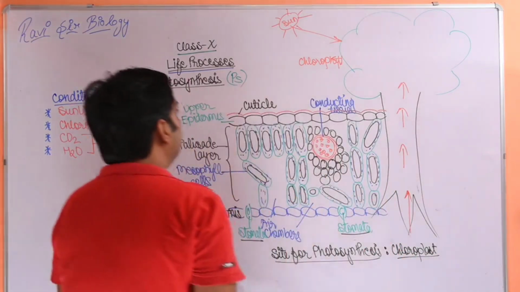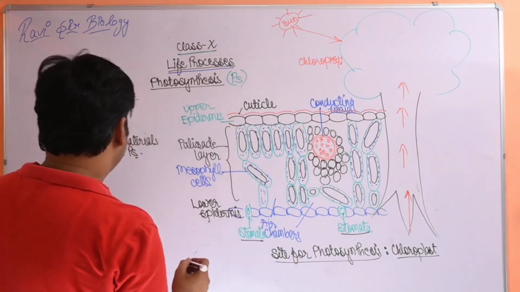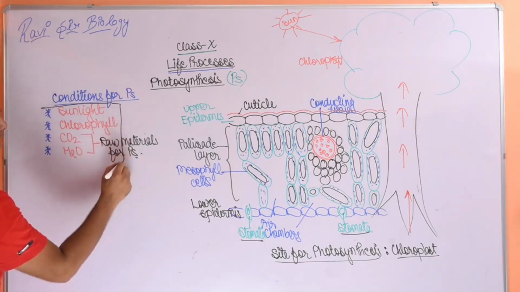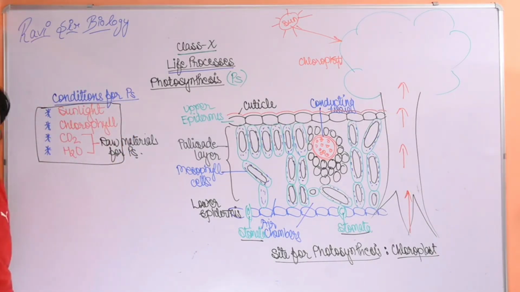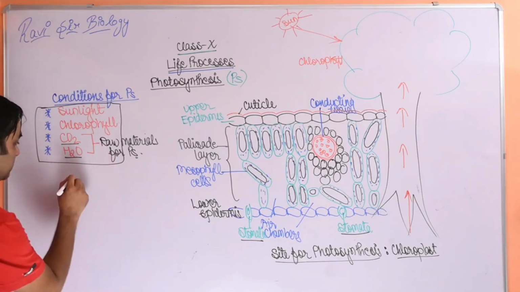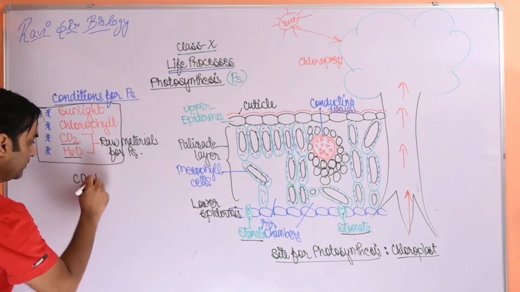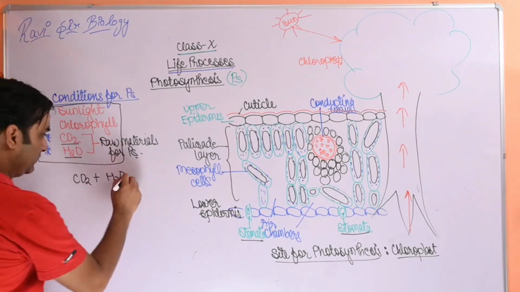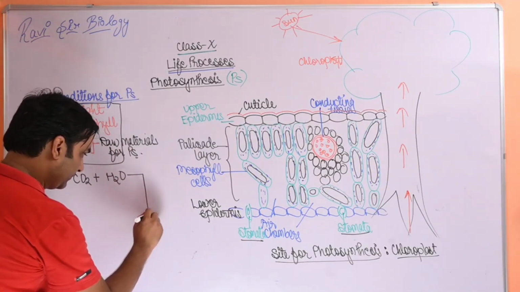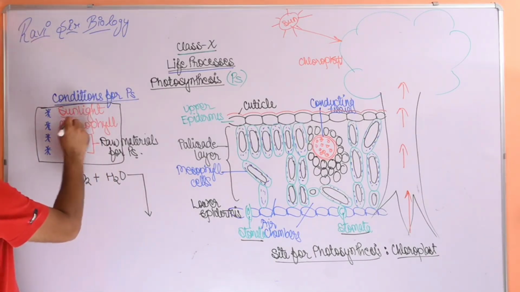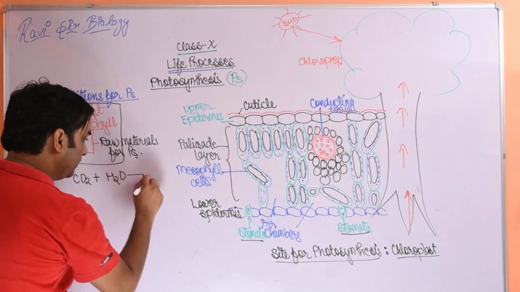Now I need to draw the reaction of photosynthesis. These four conditions we have to remember, and the reaction can be written automatically. The four things to be mentioned: first the raw materials, CO2 plus H2O, which gives, in presence of sunlight and chlorophyll, the complete procedure takes place. So there will be sunlight.